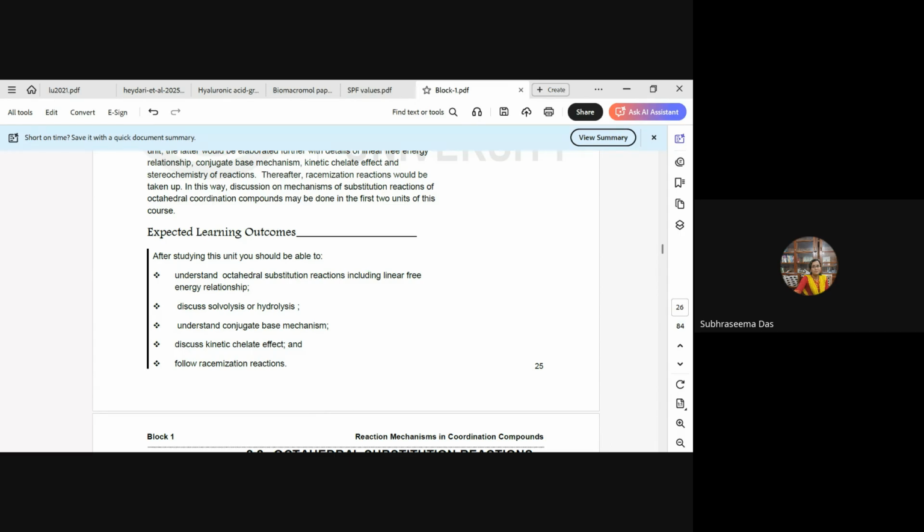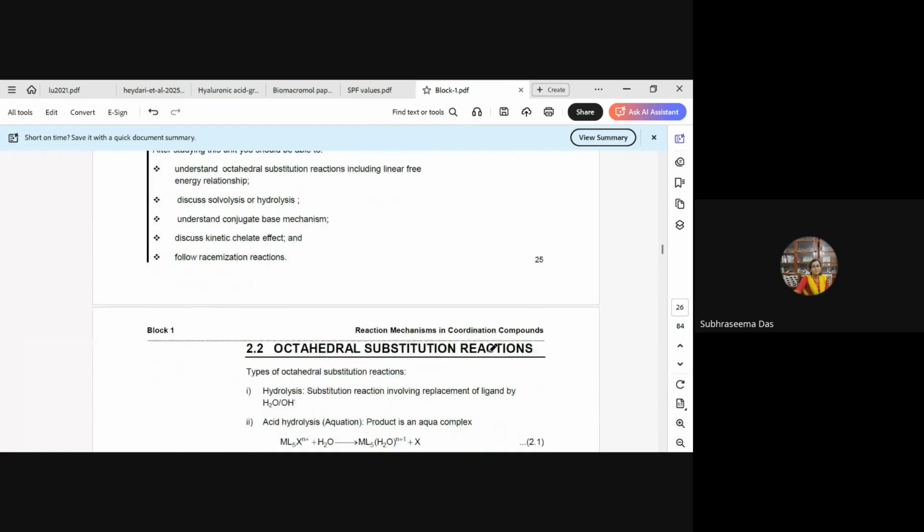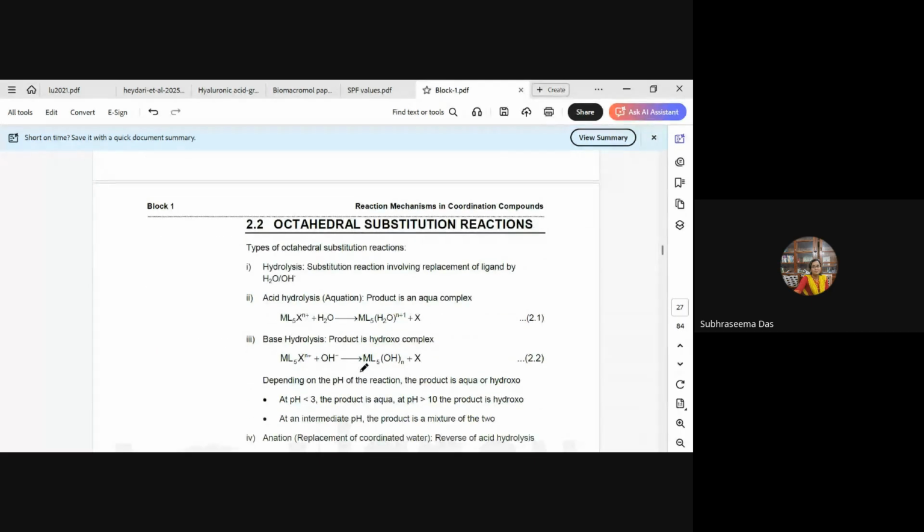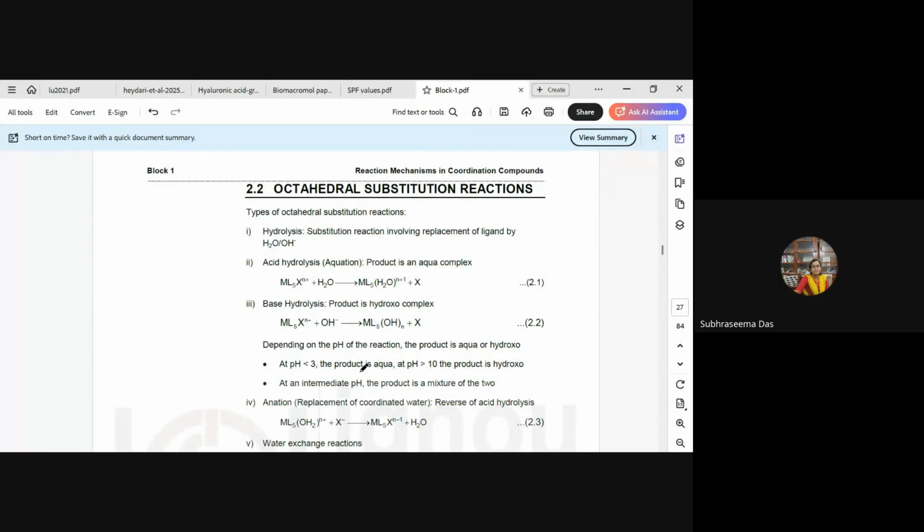In this unit, the second part, we'll be dealing particularly with octahedral complexes. We'll talk about solvolysis, hydrolysis. Also, we'll talk about conjugate base mechanism, racemization reactions, and kinetic and chelate effects. And now, types of octahedral substitution reactions.